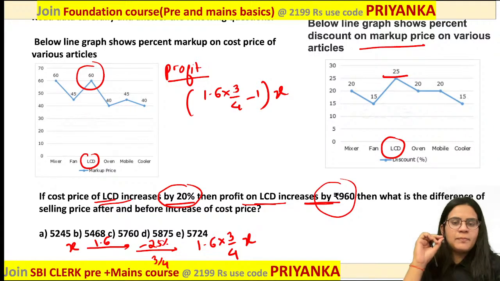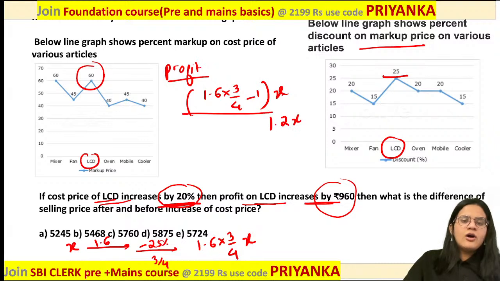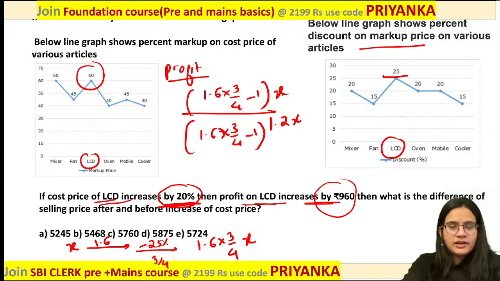This is going to be my profit in the first case over here. Now if I am discussing the second case, when cost price is increased by 20%, this factor will become 1.2x. All other things will remain the same. Do you agree with this?